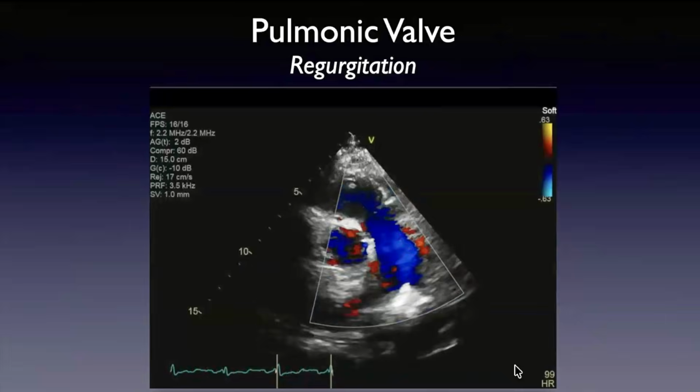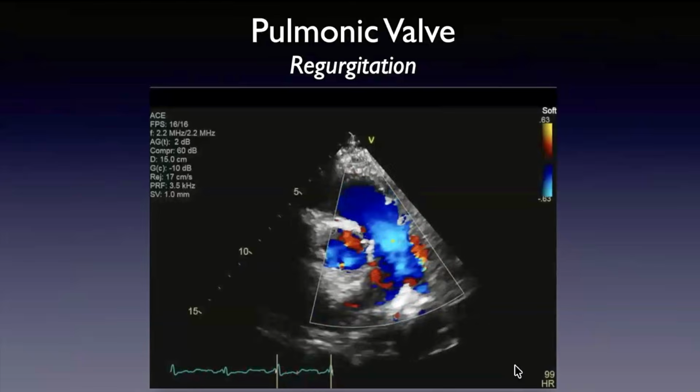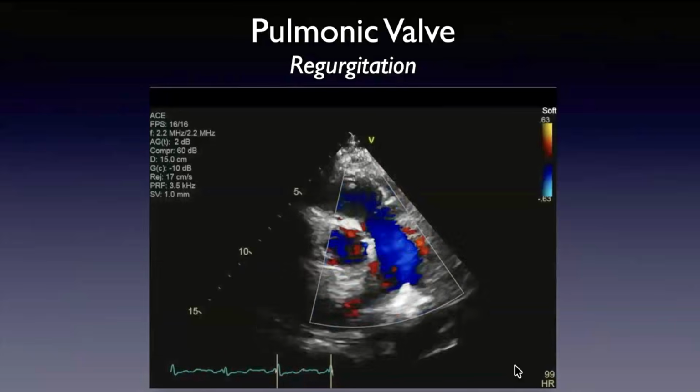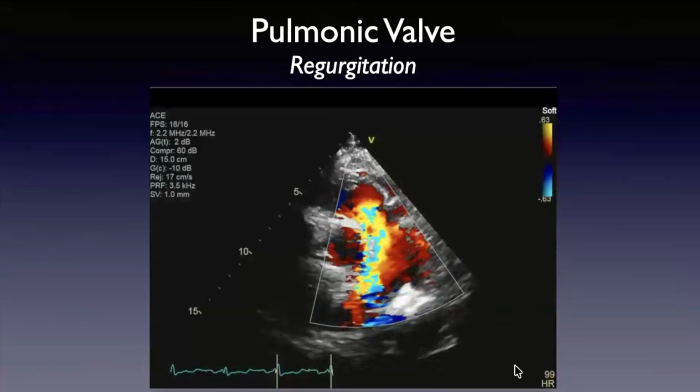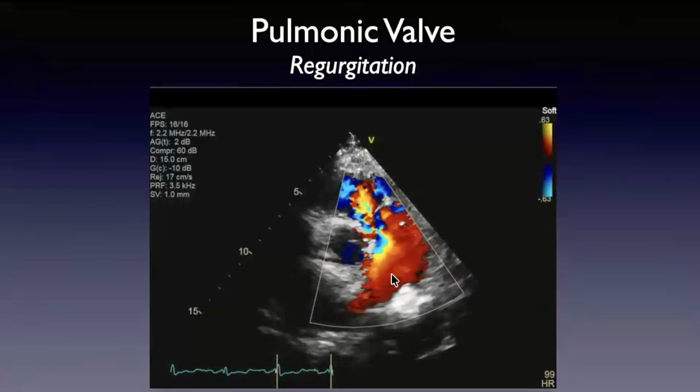It's very brief. It's very red. I kind of set everybody up because I can see red in the main PA. Yeah, I think that's the other clue. You have to slow it down a little bit, but there's a lot of red here in diastole, almost into the branch PAs as well, and that's a signal as well.